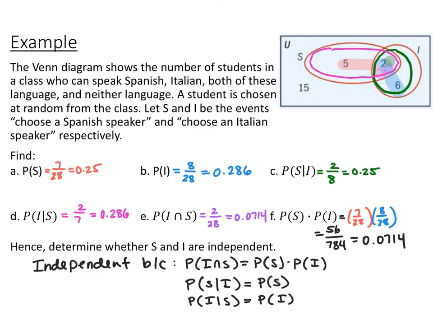The intersection is equal to the two individual ones multiplied by each other. The probability of one given the other either direction is equal to just the straight probability of that first one. So the probability that they speak Spanish given they speak Italian is equivalent to them just speaking Spanish, and same thing the other way around. So this has been all of the formulas that go along with combined probabilities, intersections, unions, mutually exclusive, and independent events.